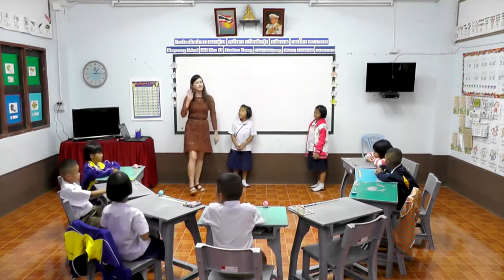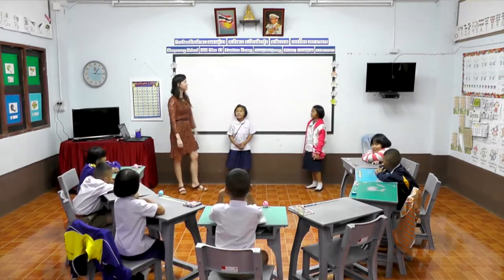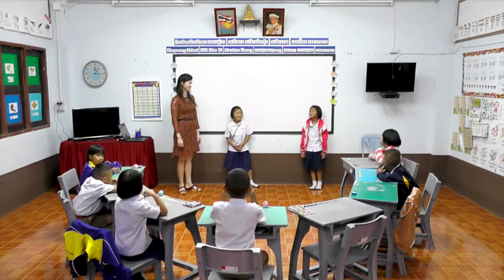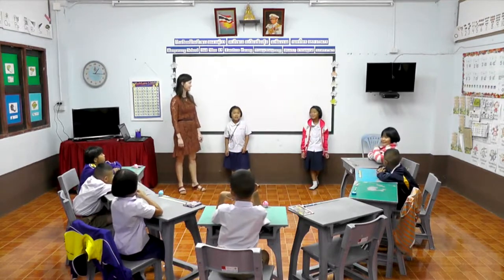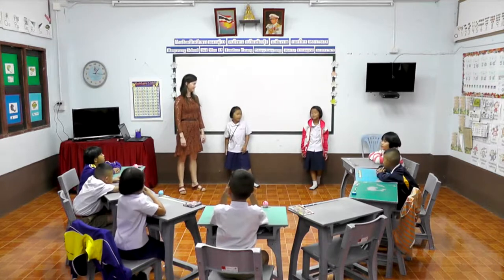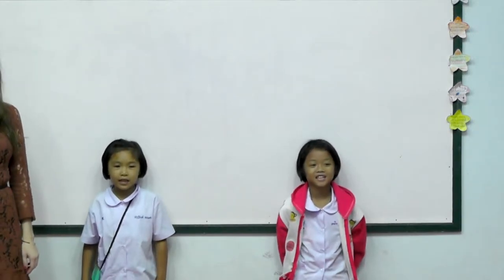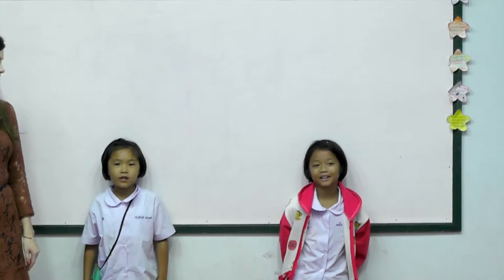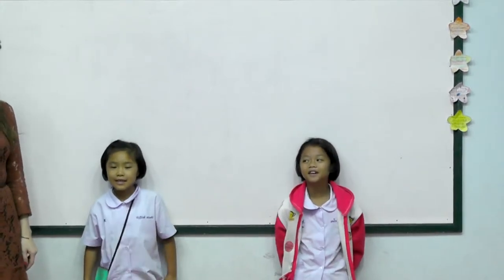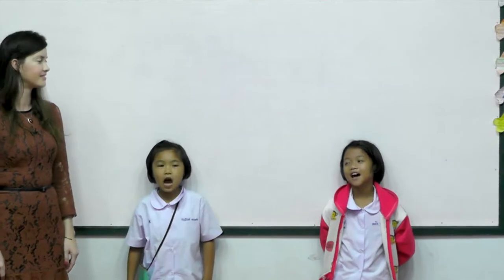Okay, everybody listen. A, B, C, E, L, G, H, I, J, K, L, M, O, P, Q, I, S, T, U, V, W, S, Y, and Z. Now I know my ABC. Next. Clap for them. Good job.